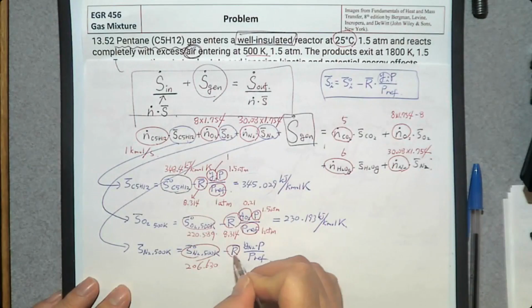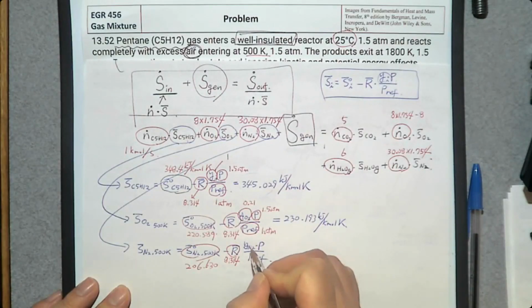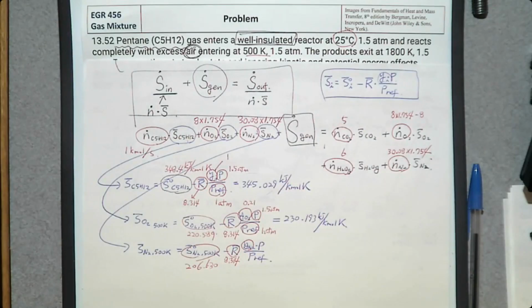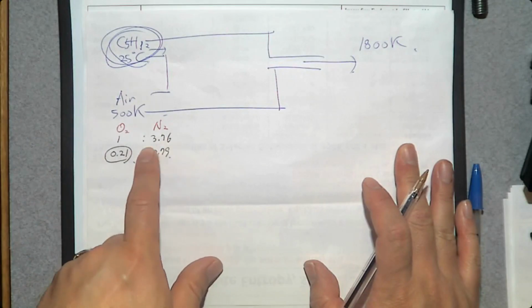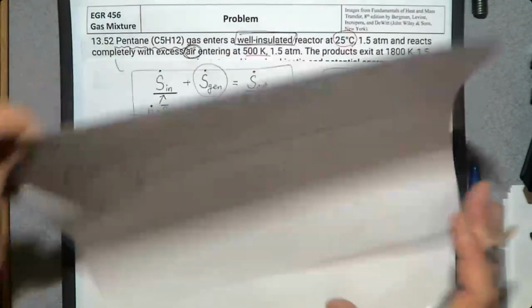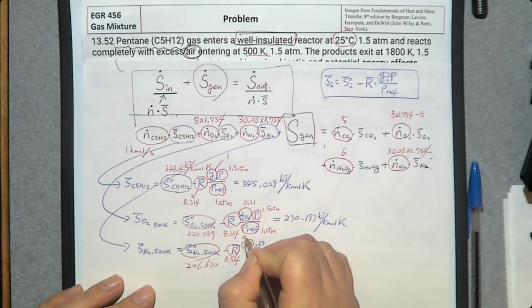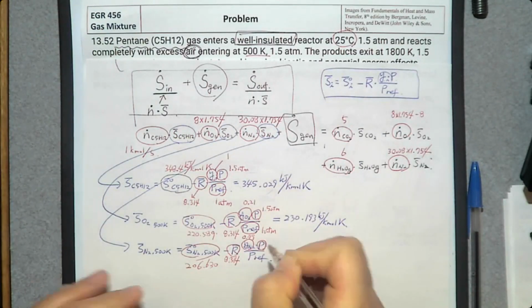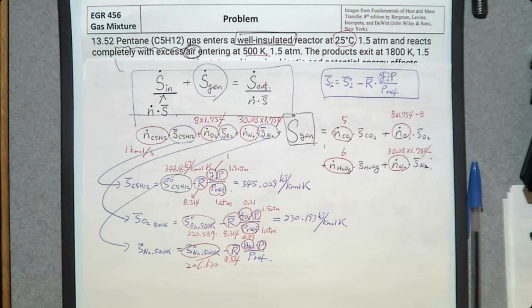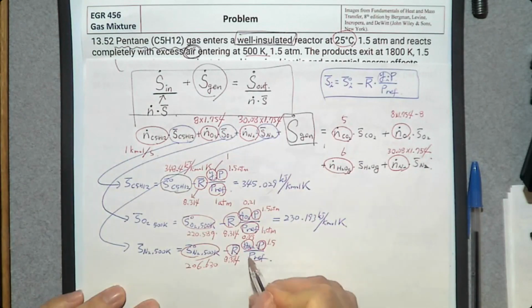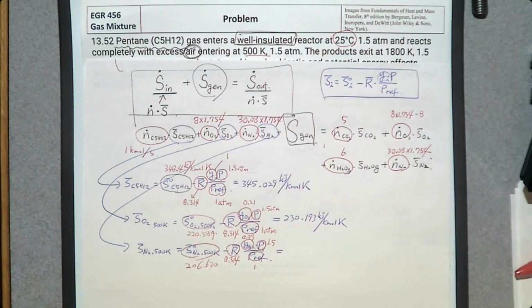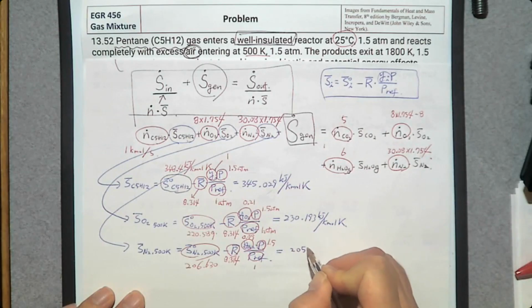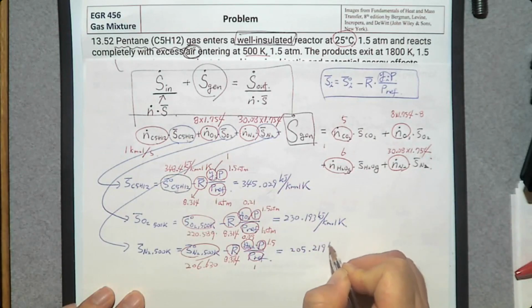What is the gas constant? Again, 8.314. And what is the mole fraction? The ratio between oxygen and nitrogen is going to be 21%, 79%. So 0.79 is the mole fraction of nitrogen. And what is the pressure at the inlet? 1.5. What is the reference pressure from the table? 1. So you get specific entropy of nitrogen 205.219 kilojoule per kilomole Kelvin.